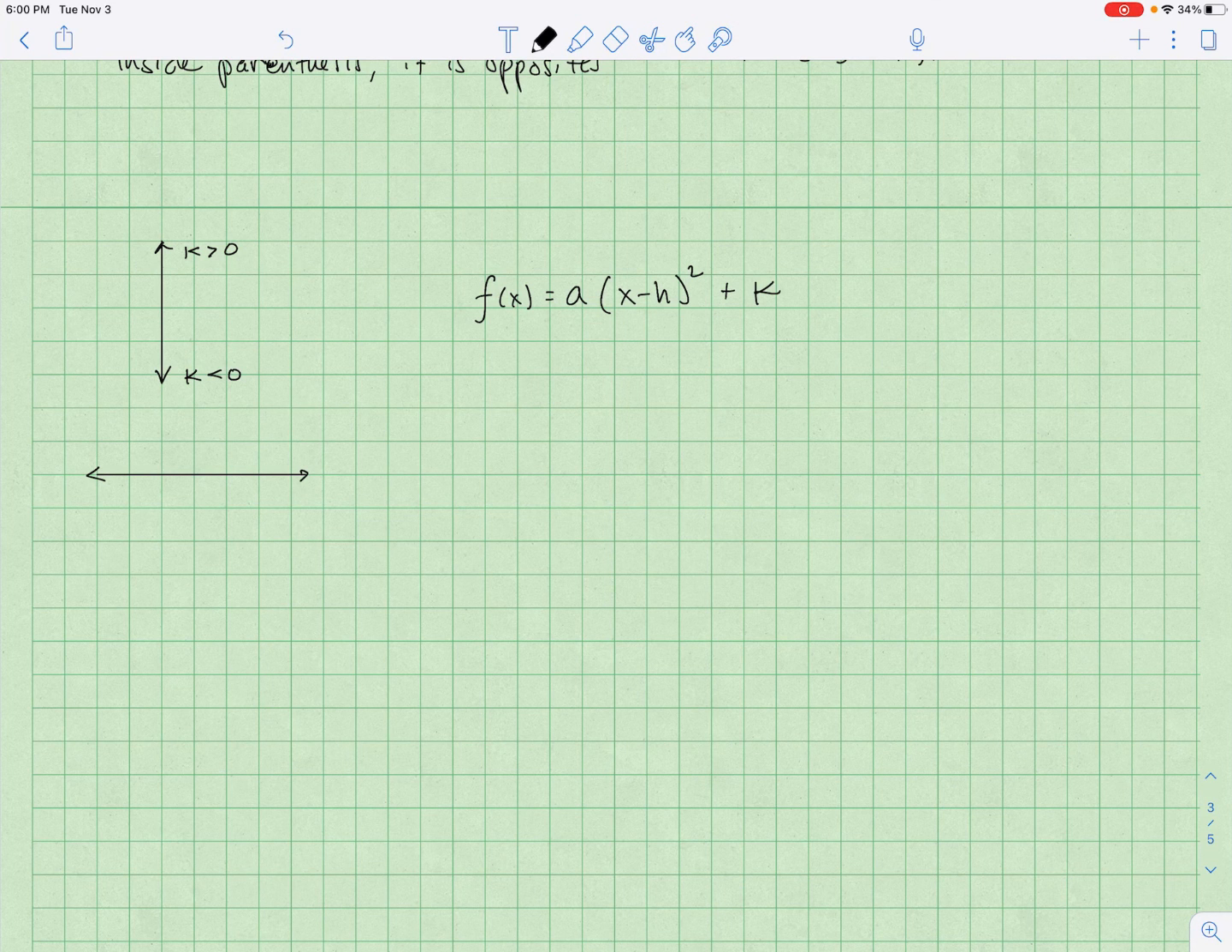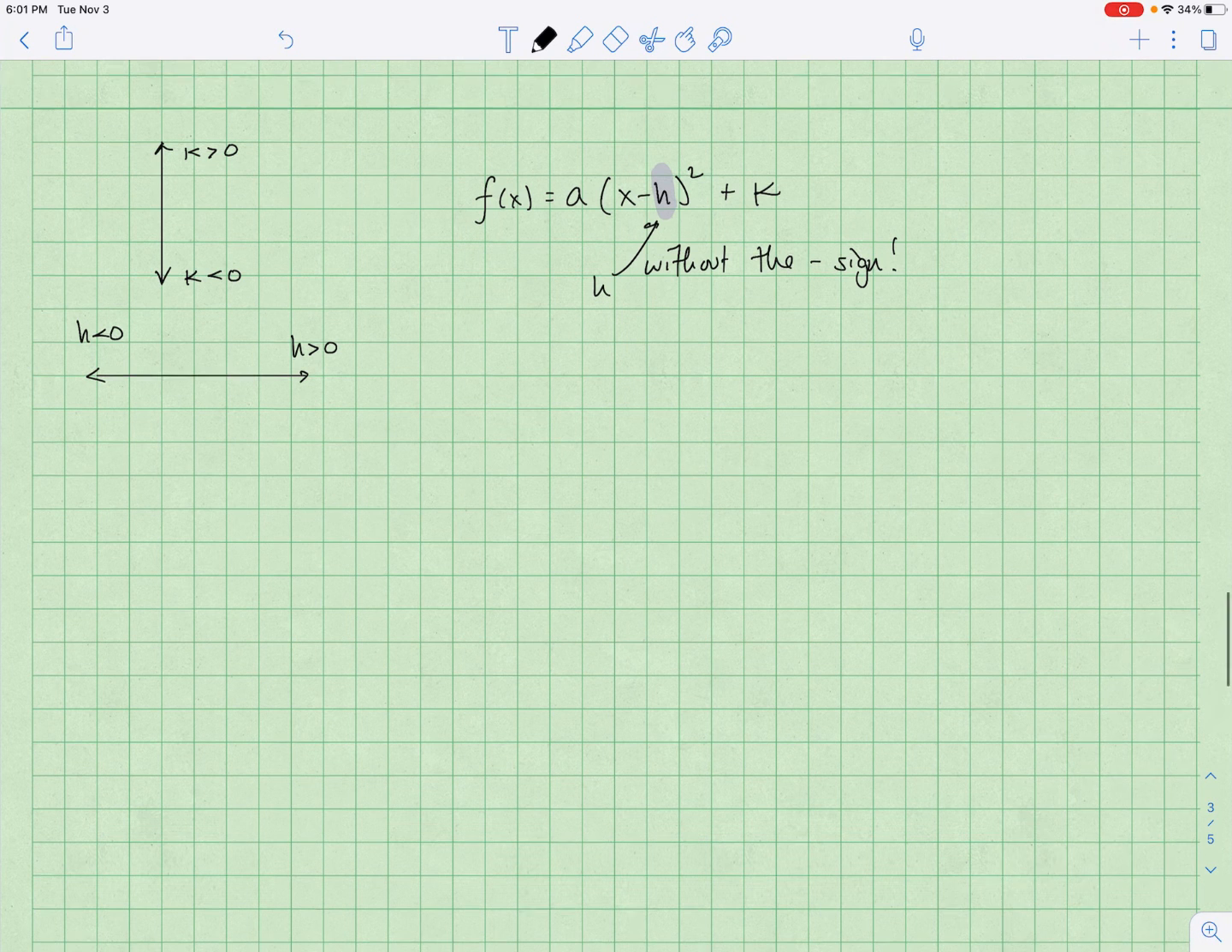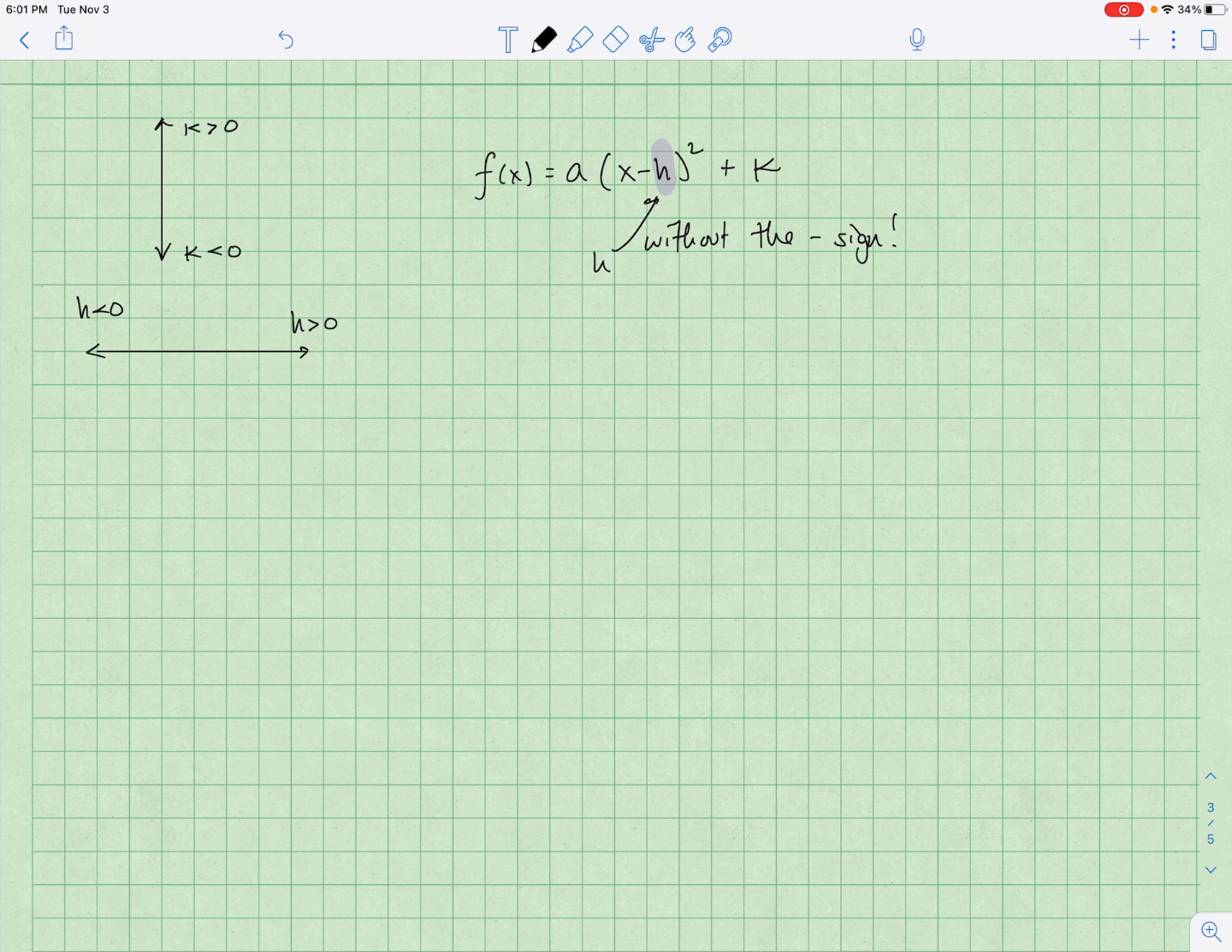But when h is greater than 0, this goes to the right, and when h is less than 0, this goes to the left. Which does make sense, except for, at this point I'm babbling too much about it. I'm just talking about this value without the minus sign here. So be careful there. And then for a, that's our vertical scaling that we had talked about previously. So at any rate, that's horizontal and vertical translations.